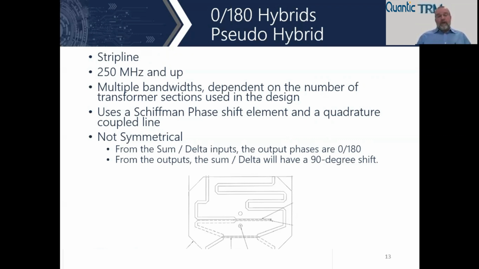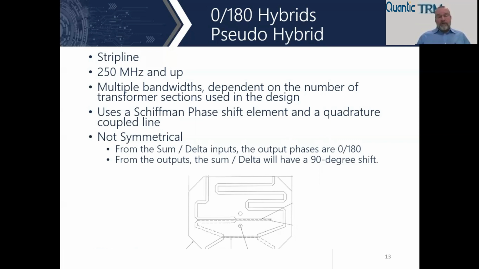This can have an effect if you're using this in beamforming applications. We have to be very cognizant of the fact that the phase shift is not fully reciprocal. Now, there are times when having a non-reciprocal phase relationship is advantageous to the particular network that you're putting together. And it's very important to understand that this class of hybrids is not fully symmetrical.